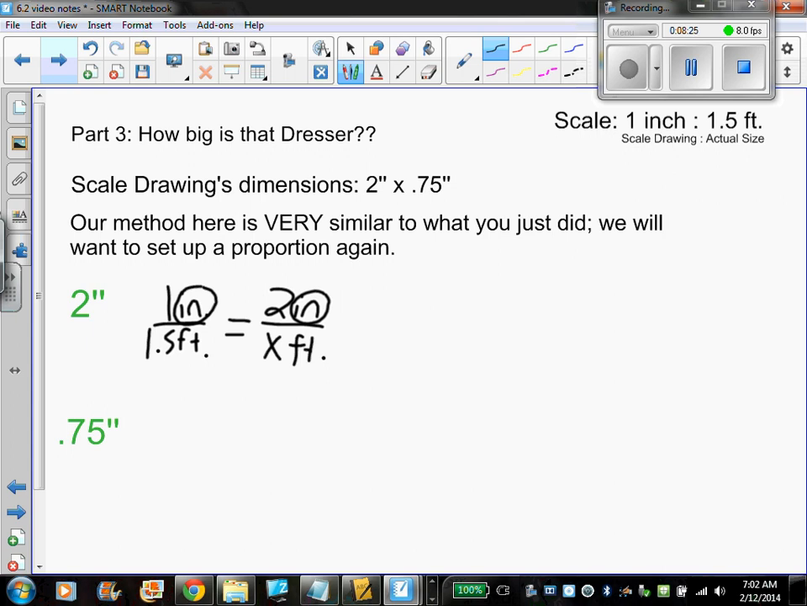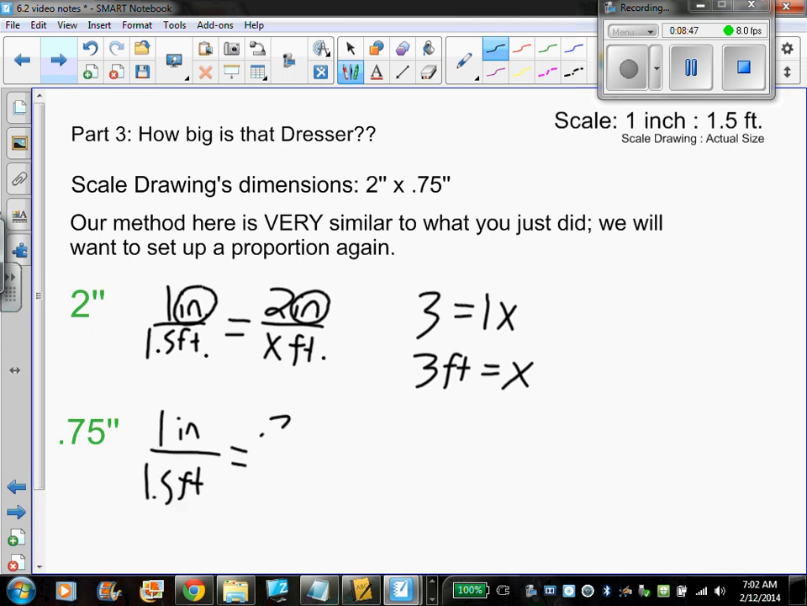So cross multiplication again. 2 times 1.5 is 3 equals 1x. Well, 1x is just x. So our dresser has one dimension of 3 feet. For the 0.75 inches, we're going to do something very similar. 1 inch for every 1.5 feet equals 0.75 inches over an unknown number of feet.